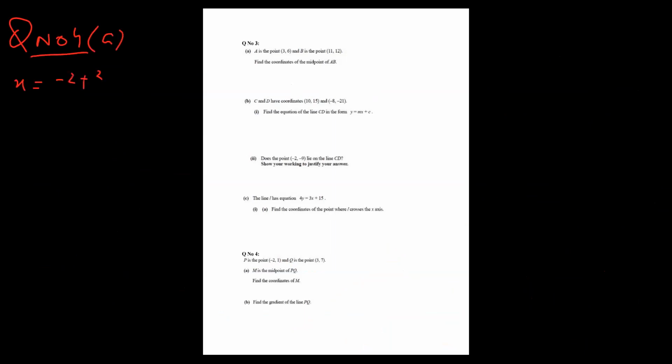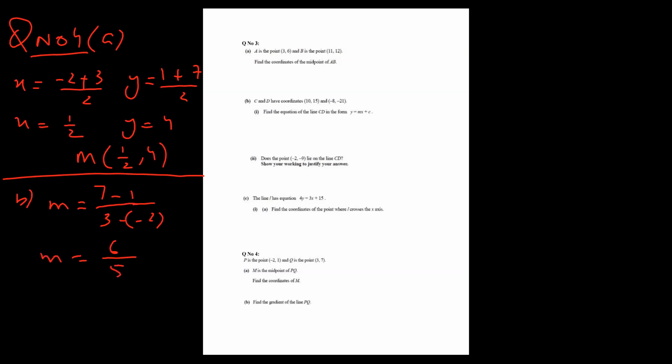X1 plus X2 divided by 2, and Y1 plus Y2 divided by 2. Here I got a half, and here I got 4. So the midpoint is half, 4. Now the gradient of the line, not a hard job. So what is the gradient formula? Y2 minus Y1 over X2 minus X1. So I got 6 by 5.